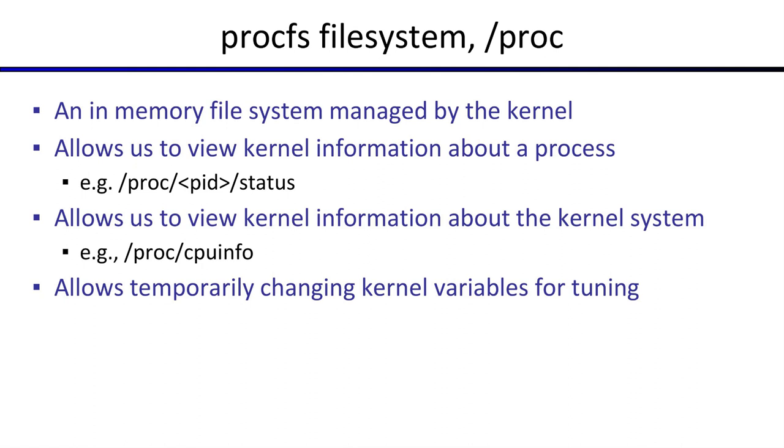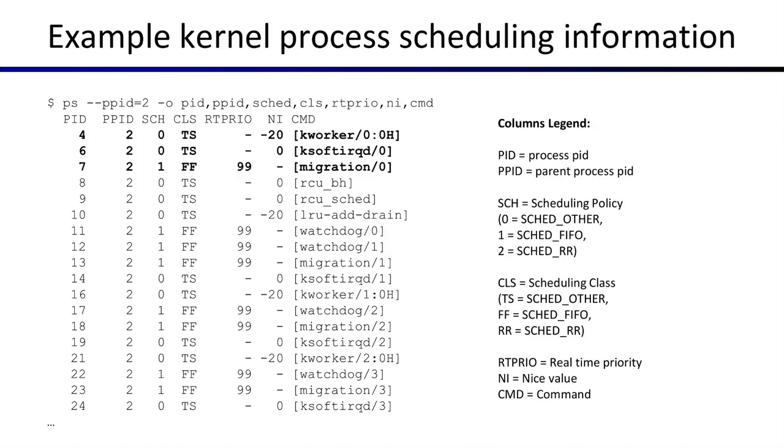The commands actually go to this file system to get data, because they also need to get the data from somewhere, and the source for that data is the procfs file system. So let us look at the ps command here. We already looked at the top command about processes. In this case, I am using the ps command, which will give me process level data.